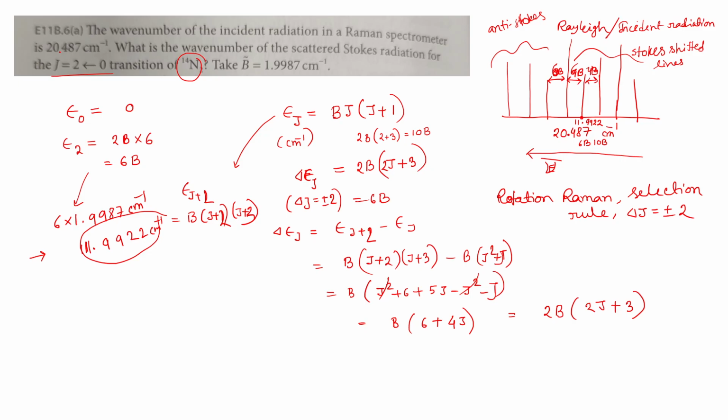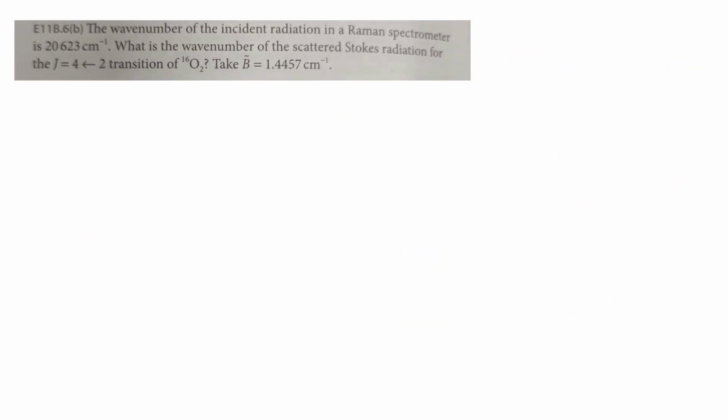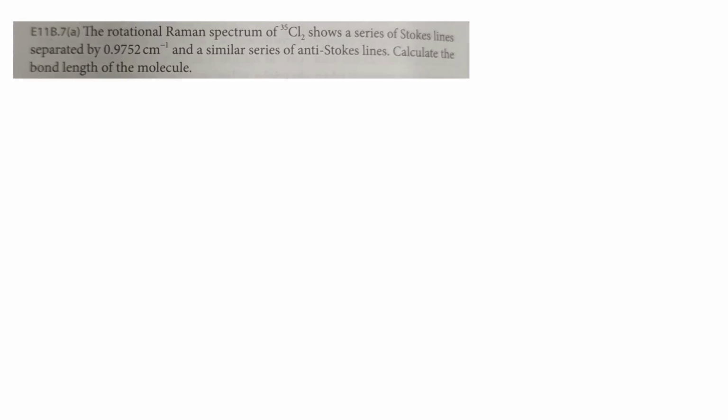Okay. Now, by a similar argument, you can solve the next problem I have given for you here. Okay, that you can do. Now, what about another question? The rotational Raman spectrum of another homonuclear diatomic molecule, 35Cl2, shows a series of Stokes lines separated by 0.9752 centimeter inverse and a similar series of anti-Stokes lines. Calculate the bond length of that molecule.